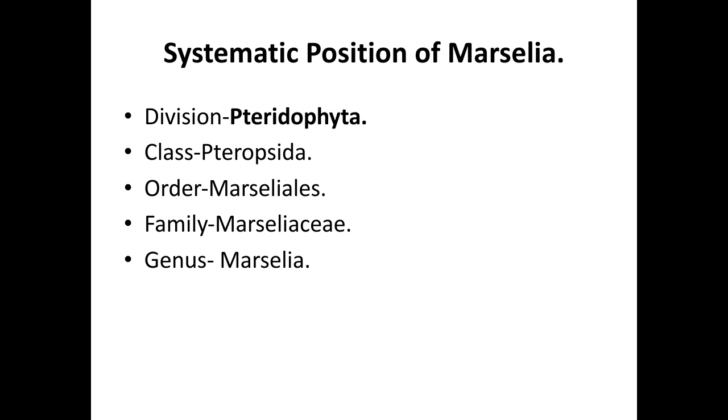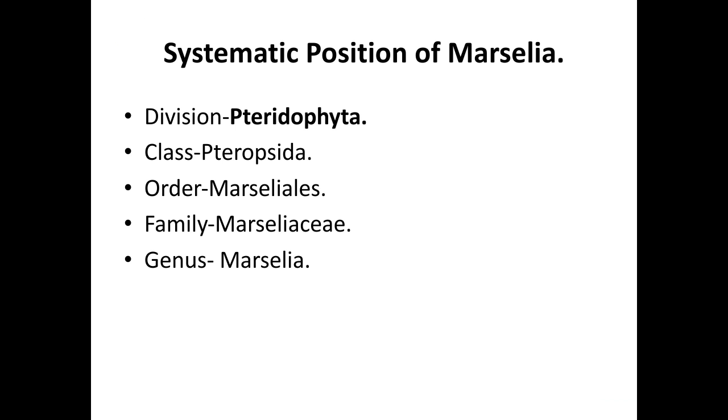Members are generally aquatic in habitat. Then the sorus is of graded type. It means the topmost sporangia mature first as compared to the lower ones. And such type of sorus is known as graded type of sorus. Leaf is circinately coiled during bud condition.